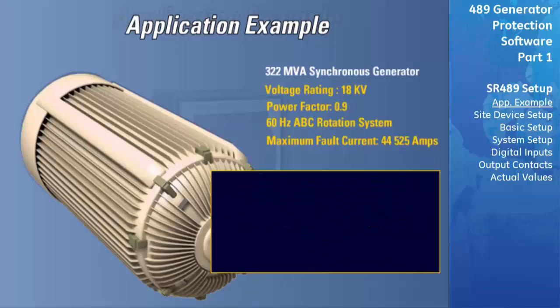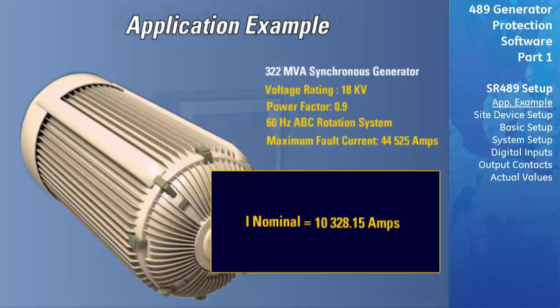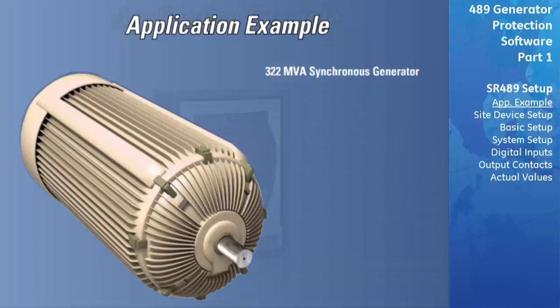We must first calculate the nominal current of the generator, allowing us to select appropriate CTs for our system. The I nominal is equal to the generator power rating divided by √3 times the nominal voltage. We know that the power rating of the generator is 322 MVA, and the nominal line-to-line voltage is 18 kilovolts. By entering these values into our formula, we determine that the nominal current of our generator is 10,328.15 amps.